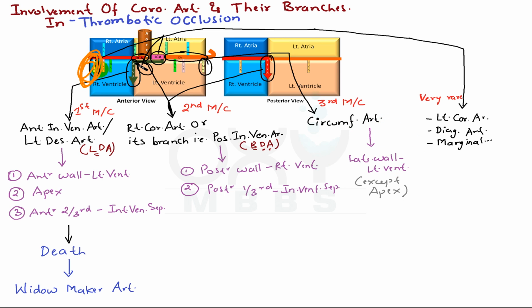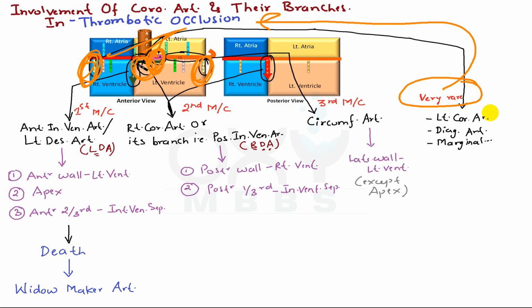Now the acute marginal artery, the obtuse marginal artery, the main left coronary artery, and the diagonal artery are very rarely involved in the thrombotic occlusion. So the left coronary artery, the diagonal artery, and the marginal branches are very uncommonly involved in thrombotic occlusion.